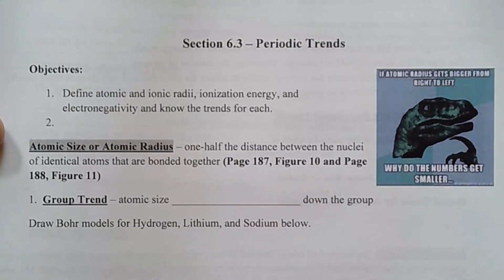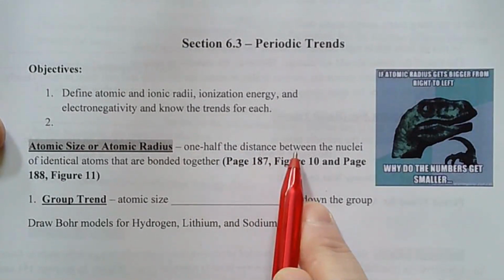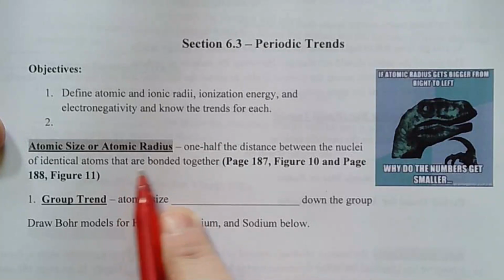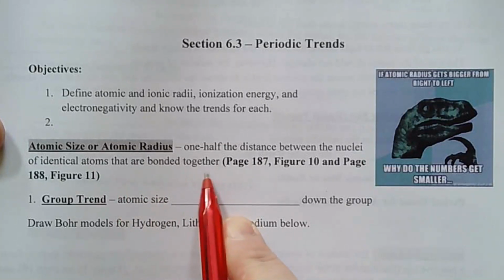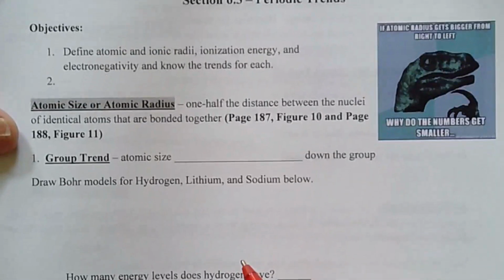So first, look at atomic size or atomic radius, which is just defined as 1/2 the distance between the nuclei of identical atoms that are bonded together. Another way you can think of the atomic radius, right? If an atom is a sphere, then the radius would just be the distance typically from the nucleus to its outermost electrons. That's one thing to keep in mind.